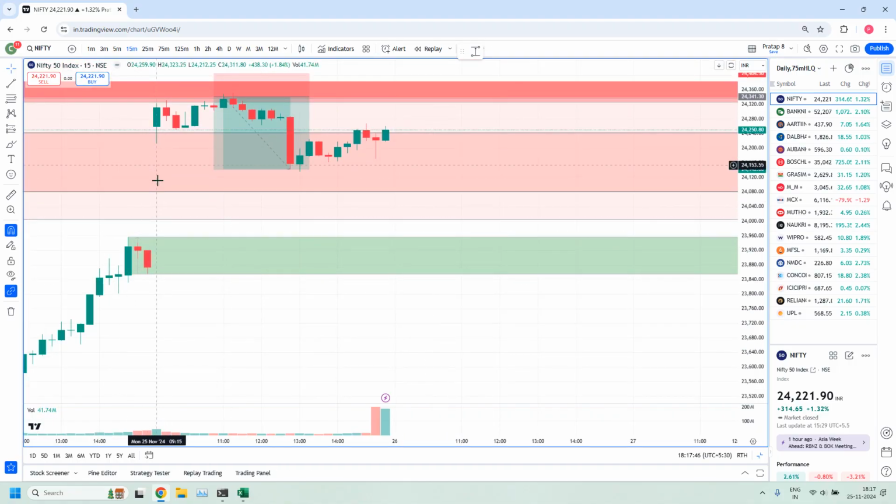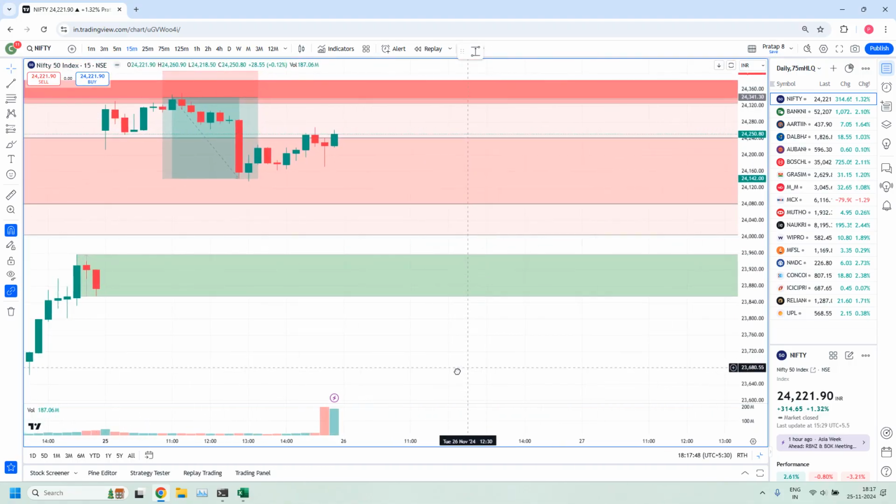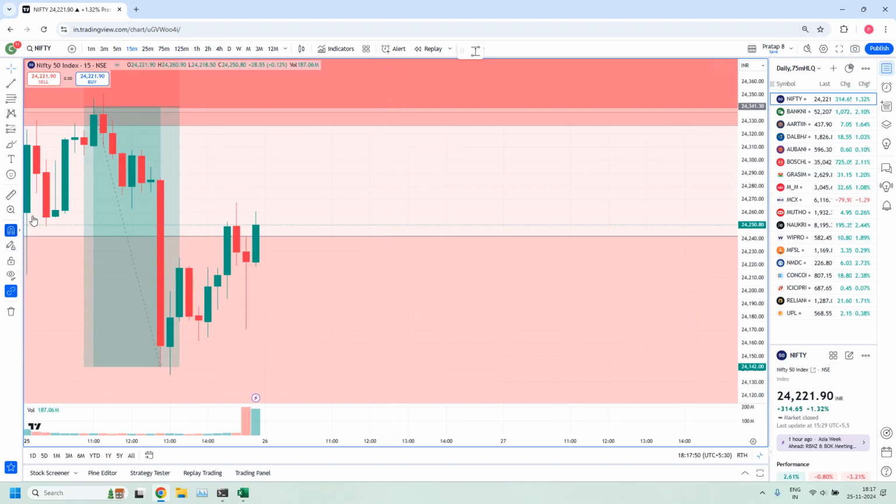See, because of this gap, all these candles are looking very small. Just hide them, then you really understand the fall. It entered and how sharply it went down. And at this level, it reached 1:3 RR.